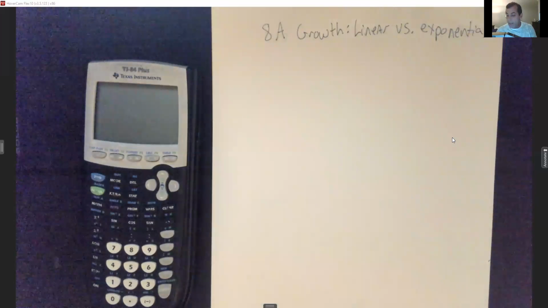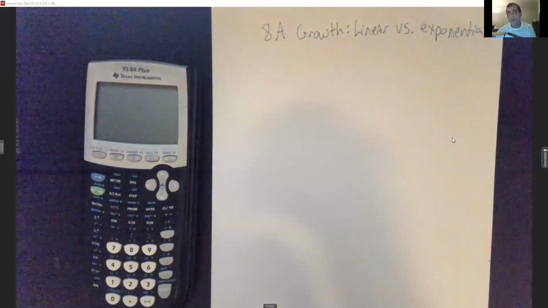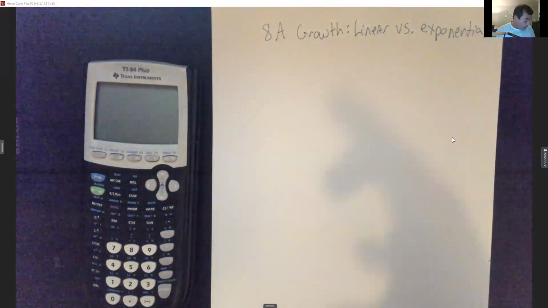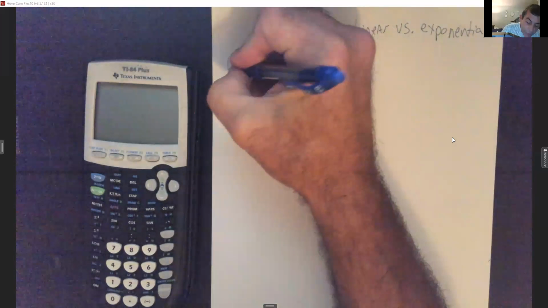All right, so I'm going to give you definitions, and then I'm going to sort of give you a little refresher on graphing. So the first, we're going to look at linear growth.